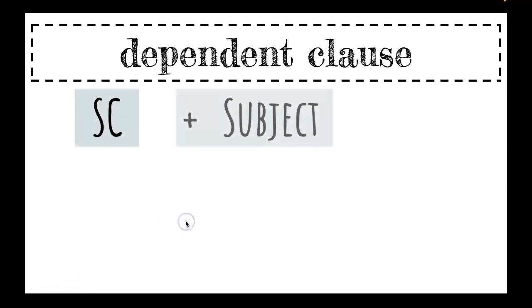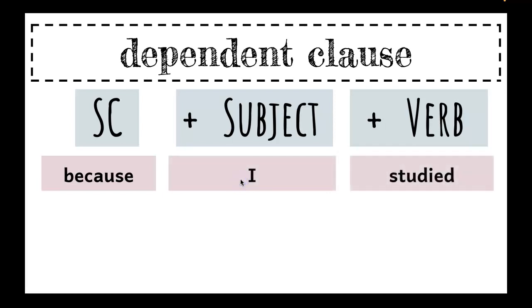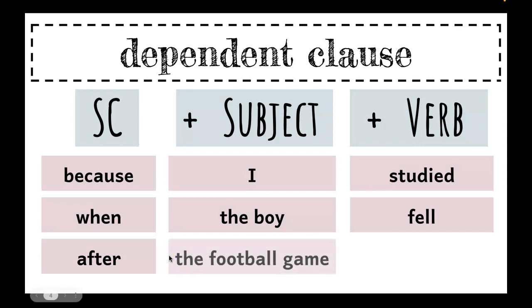So when we talk about the dependent clause, again, a dependent clause starts with a subordinating conjunction, has a subject and a verb after it. Because I studied. When the boy fell. Subject and a verb. After the football game ended.